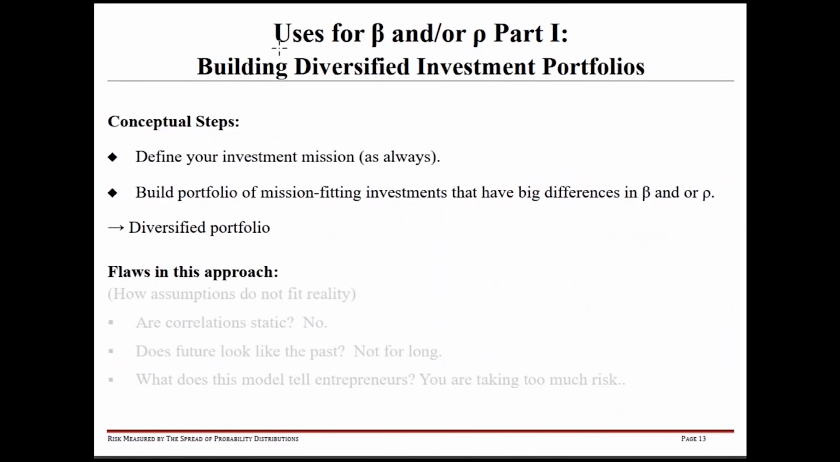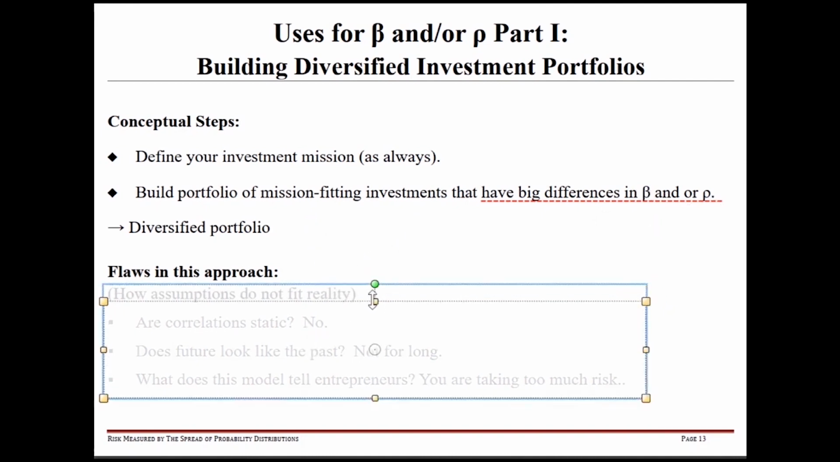So we've got our 2 uses for beta and rho. Number one is building diversified investment portfolios. So what do we mean by that? So you're a portfolio manager in a company, for a hedge fund, for a mutual fund. Define your mission, build a portfolio of mission fitting investments, and you want to do that. They've got to be mission fitting, so they've got to be in the right industry and all that jazz, but you want to find ones that have big differences in beta and or rho, and then you've got your diversified portfolio. So that's really cool.